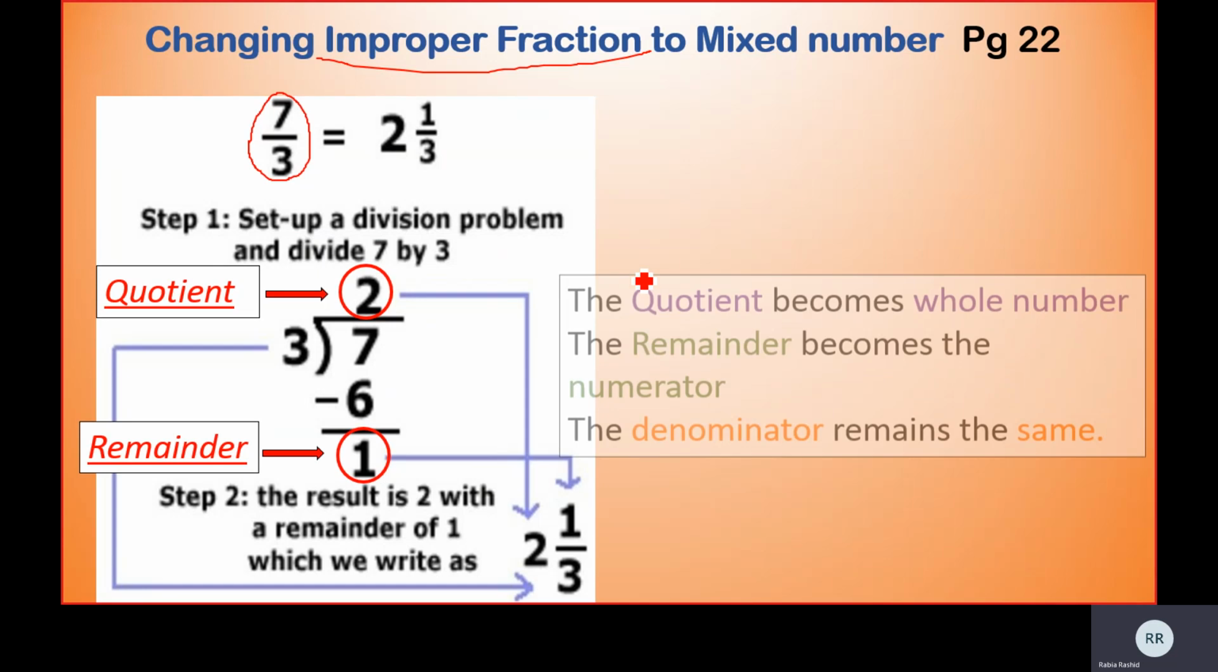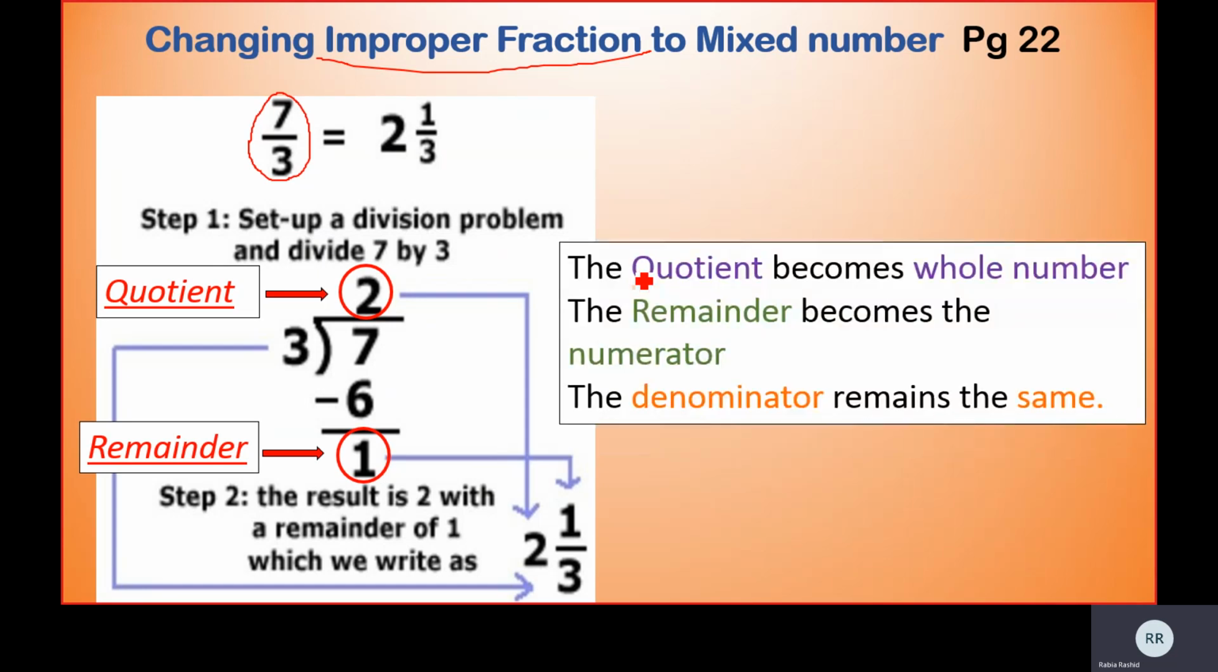The quotient becomes the whole number. Here 2 will be the whole number. The remainder becomes the numerator, so I will write 1 on the top, and the denominator remains the same. And what is the denominator here? 3 is the denominator, so I will write 3 as the denominator here. Remember, it starts from the top, goes to the feet and comes to the shoulder. So remember this: head, feet, shoulder. First of all, you will write head, 1 as feet, 3 as shoulder.